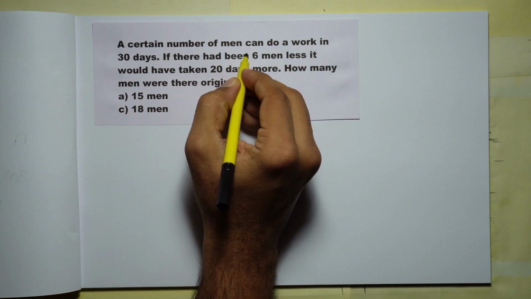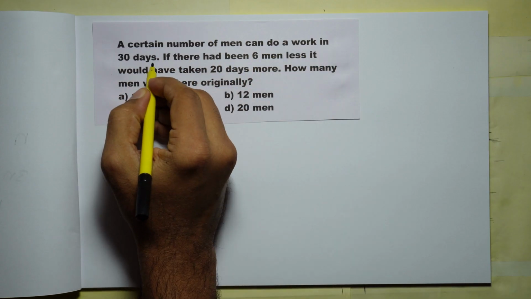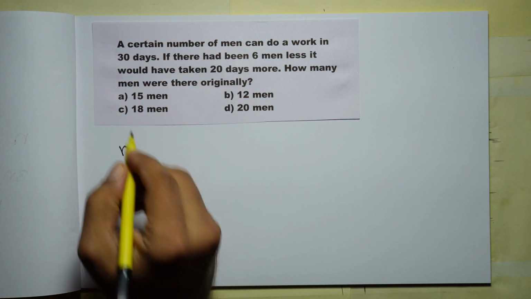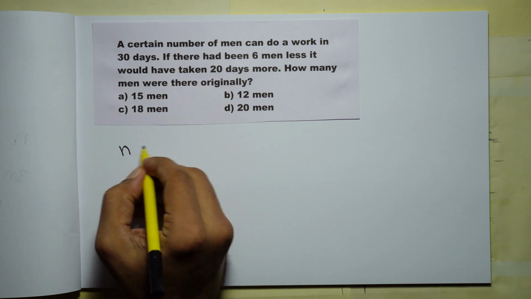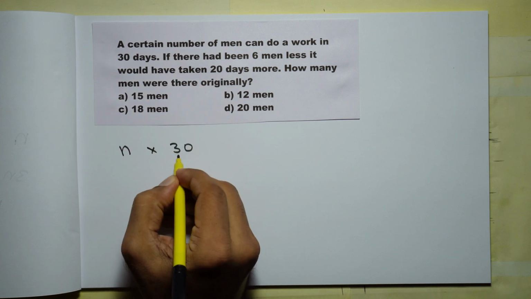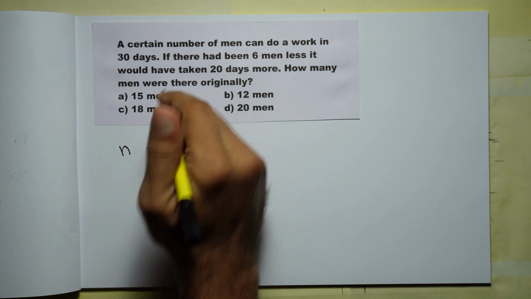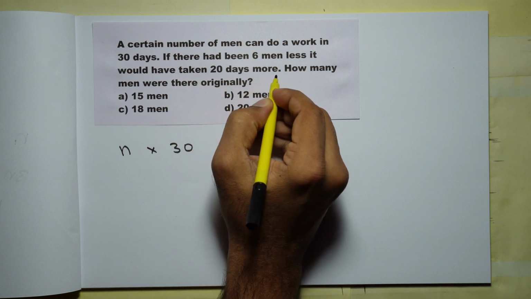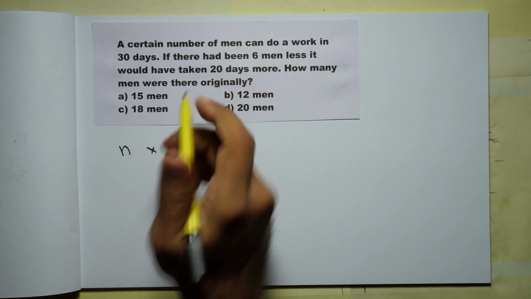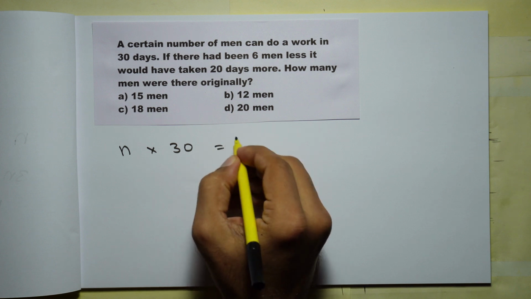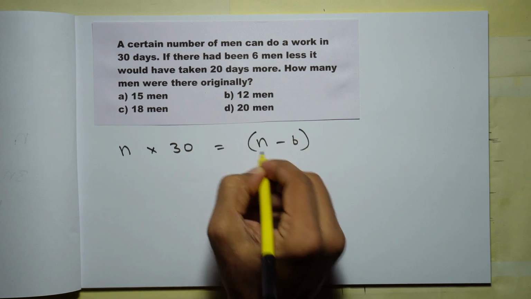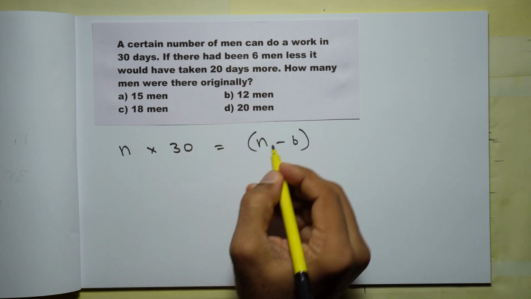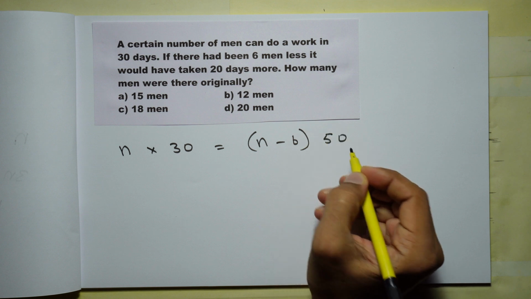A certain number of men can do a work in 30 days. So we will form the equation for that. We will assume that there are n men. They can do the work in 30 days. So n men working for 30 days is the whole job. If there had been 6 men less, it would have taken 20 days more. So if it is now n minus 6 people, then it would have taken an extra 20 days. So instead of 30, now it will require 30 plus 20, 50 days.